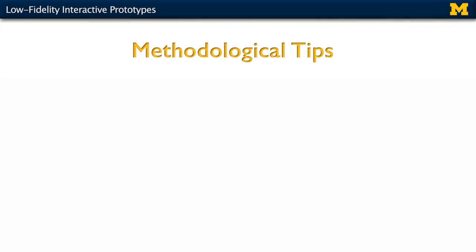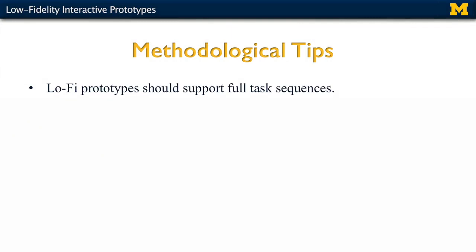There are several methodological tips that can make this process more effective. One is that really you should be thinking of the paper prototype or other lo-fi interactive prototypes as representing full task sequences. So think about something like doing a search for a product on Amazon.